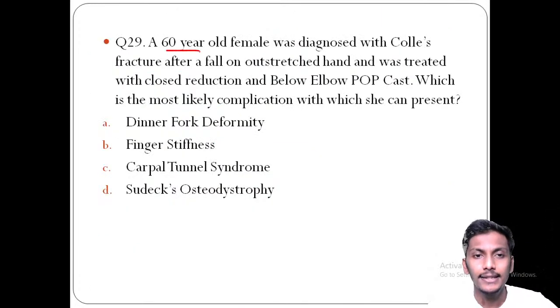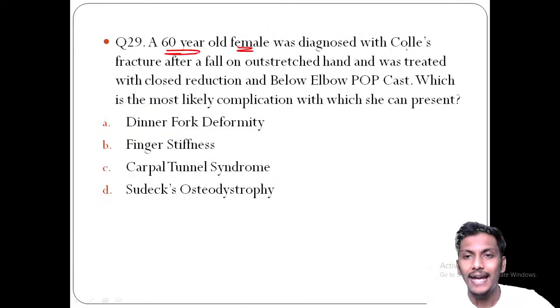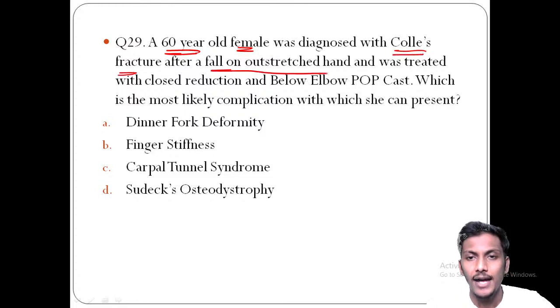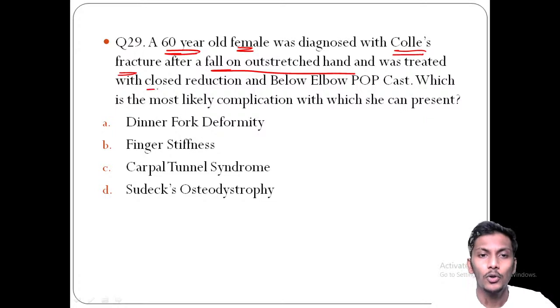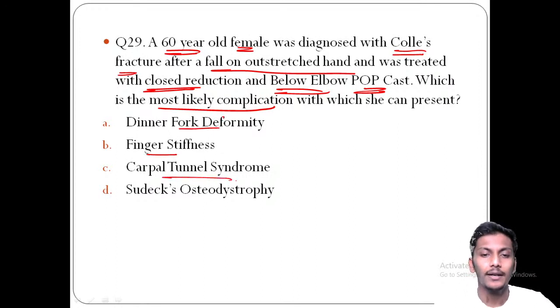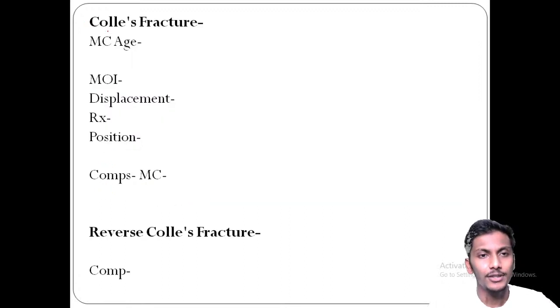Now moving to our question number 29. Here they are saying a 60-year-old female was diagnosed with Colles' fracture after a fall on an outstretched hand and was treated with closed reduction and below elbow POP cast. Which is the most likely complication with which she can present to you? Options are Dinner Fork Deformity, finger stiffness, carpal tunnel syndrome, Sudeck's osteodystrophy. Your answers, guys. Let's discuss some important points about Colles' fracture in the meanwhile.